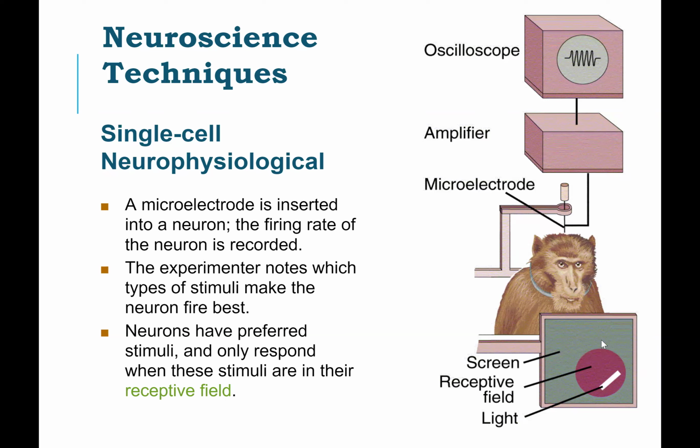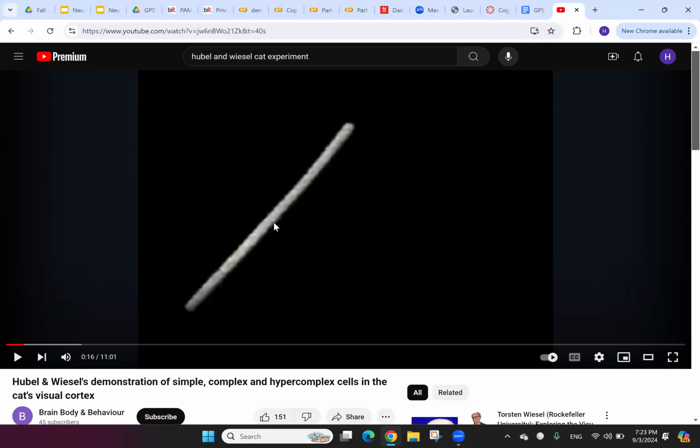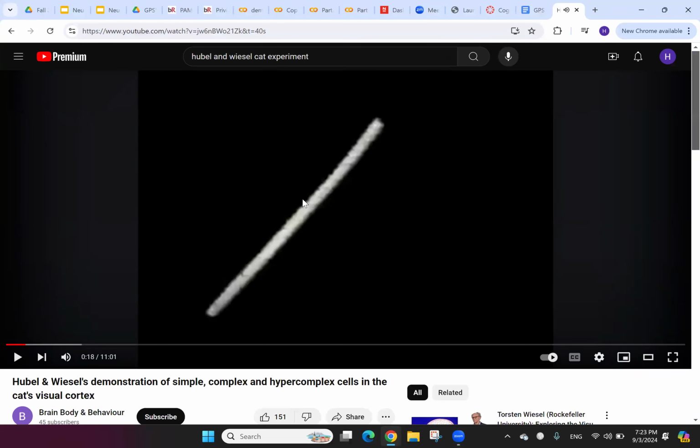And then you could just play around with it. You could play around with what you show and where on the screen you're showing it. The monkey or the cat is sitting, the screen is in front of them, and the patterns of lights are changing on the screen. So this is the screen that the animal is looking at, and they're recording from a single electrode, from a single cell.